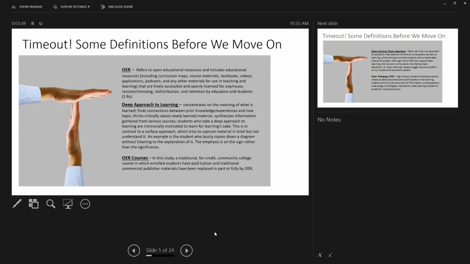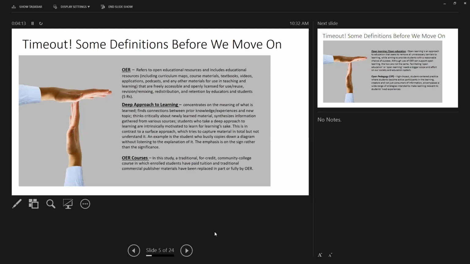The five R's are revise, remix, reuse, redistribute, and now they've added retain. Deep approach to learning: learners concentrate more on the meaning of what they're learning. They're interested in learning for learning's sake. They strive to find connections between their previous experiences or general knowledge and the topic being learned.